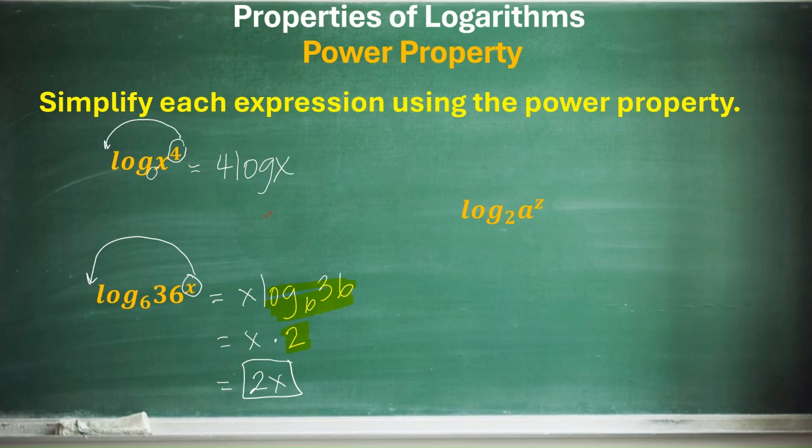In this case, I have two variables. I have log base 2 of a to the power of z. It is super helpful when you have two variables not to have them attached. So I'm going to go ahead and use my power property of logs, and I'm going to kick this z to the front. So I have z times log base 2 of a, and that is as simplified as you can get.